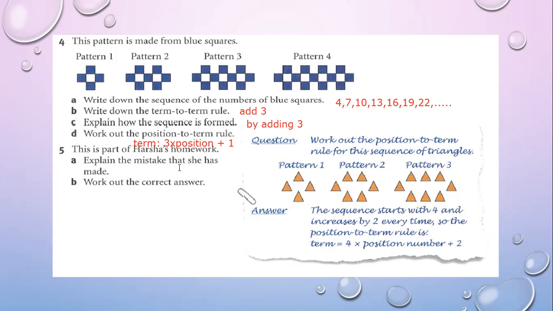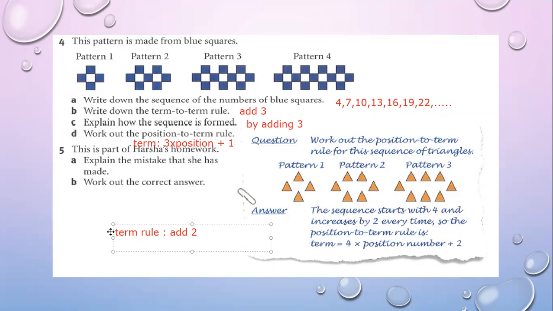Explain the mistake that she has made. Here the first pattern is 4, then 6, then 8. This means the term to term rule is adding 2. Okay, no problem. So what next? This sequence starts from 4. The problem here is that the term to term rule is add 2.